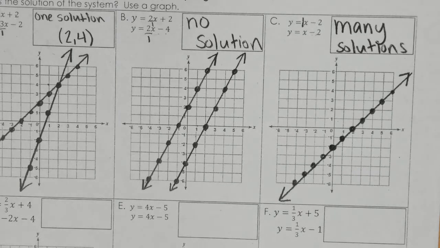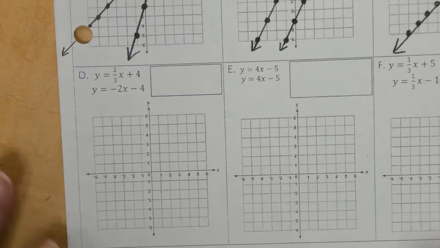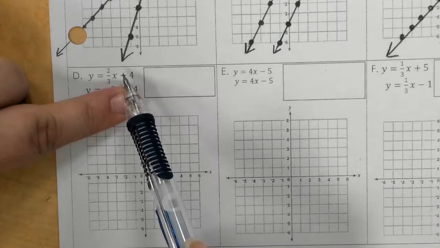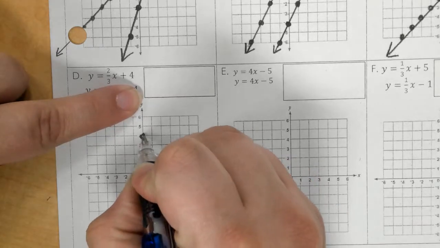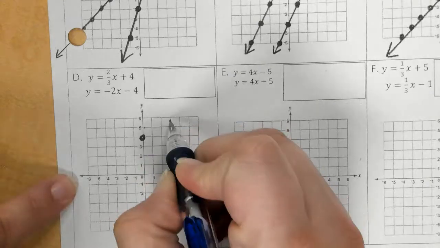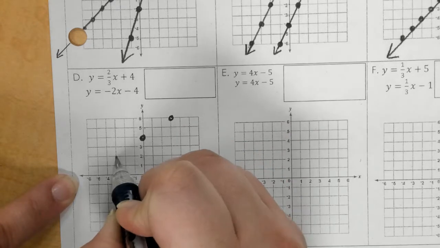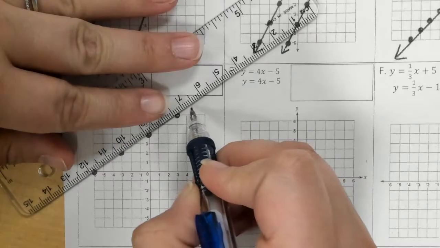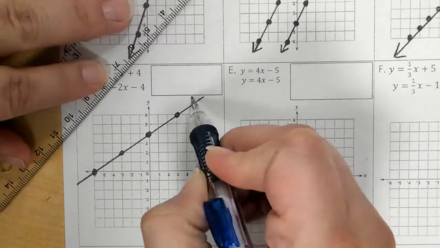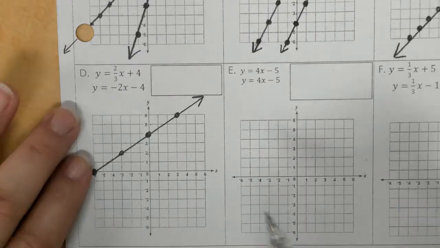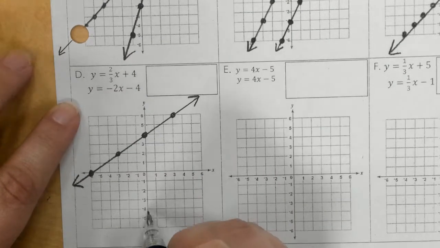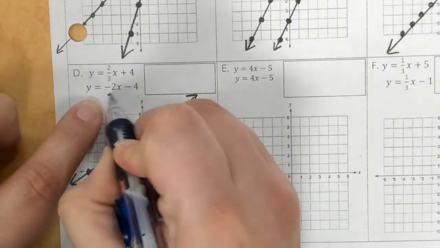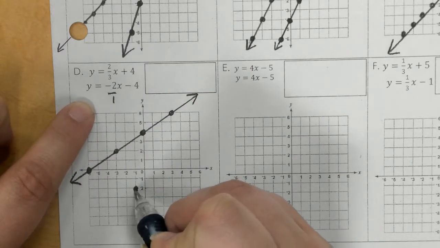Looking at letter D, we see that our equations are completely different. Starting at positive 4 on the y, we're going to go up 3, right 3, and then down 3, left 3. Then we start at negative 4, and we're going to go down 2, right 1, up 2, left 1.